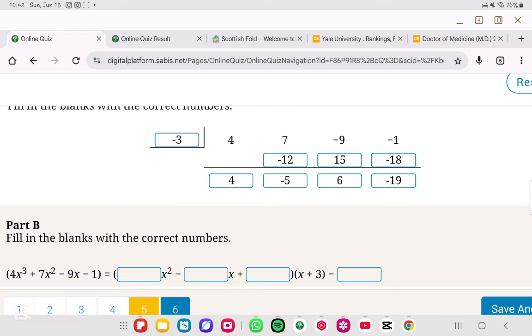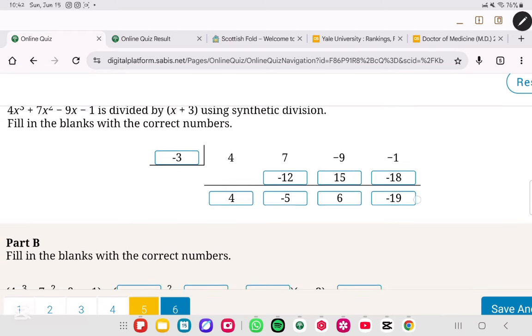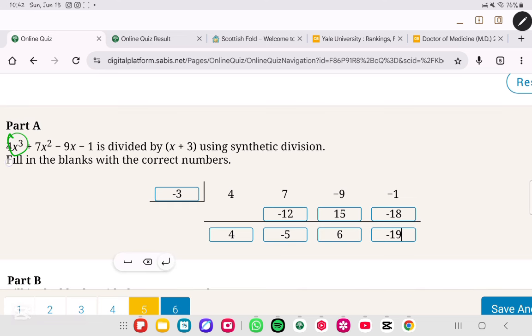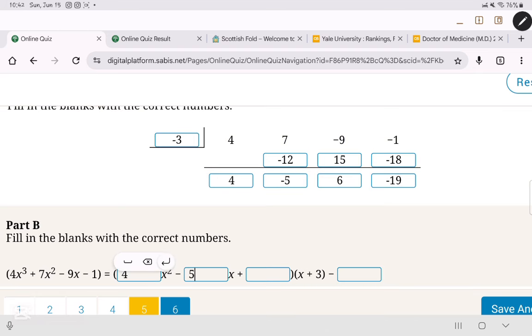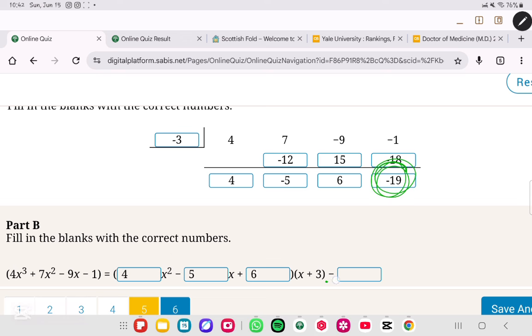Now, look what's going to happen. We started originally with x to the power of 3, so the next one is x squared. So it's going to start with x squared. So 4x squared minus 5x plus 6 times x plus 3. Now the remainder was minus 19. They already put in minus for us. So what's left for us to put is 19.